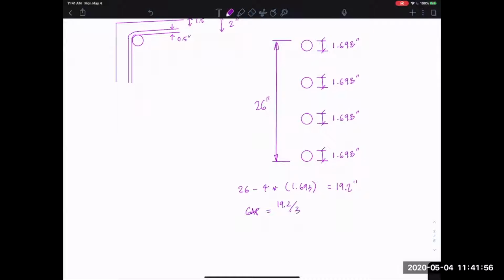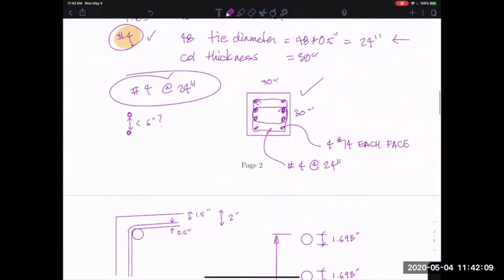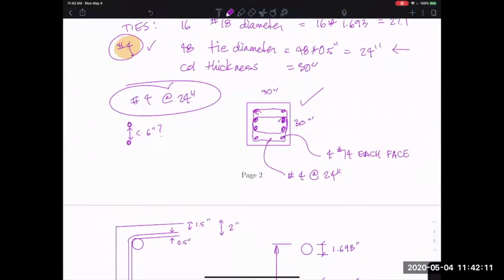Oh, I can already see that's bigger than 6 inches, right? 6.4 inches. So it's greater than 6 inches, which means it's not within 6 inches of a bar that's being held together. So you have to have these extra stirrups.